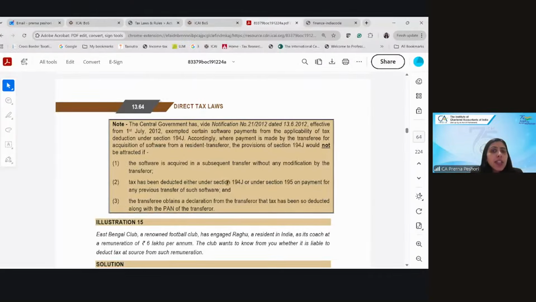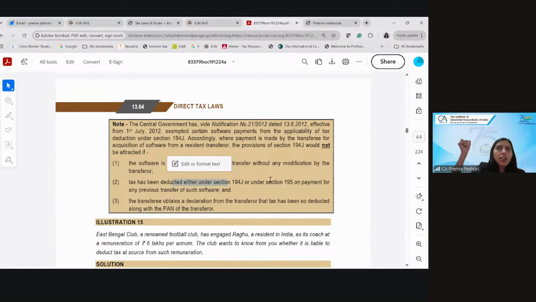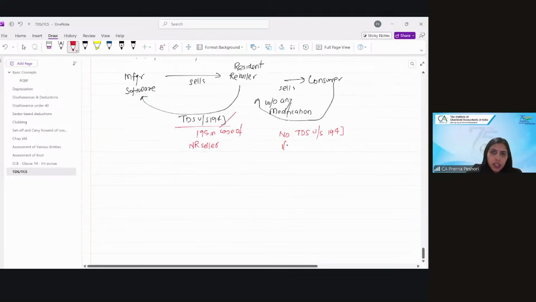And the tax has been deducted either under 194J or 195 on the payment for any previous such transfer. So if the TDS is deducted either here under 194J or 195 in case of a non-resident seller, then here again no TDS will be required under 194J if the transferee obtains a declaration from the transferor that the tax has been deducted along with the PAN of the transferee. Are we clear? Is this understood, students?